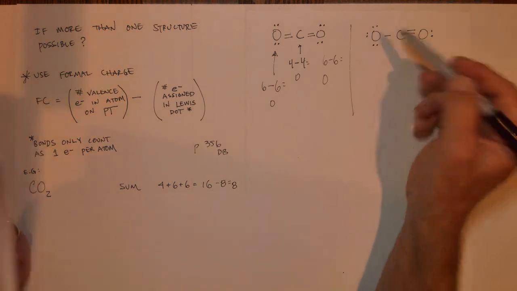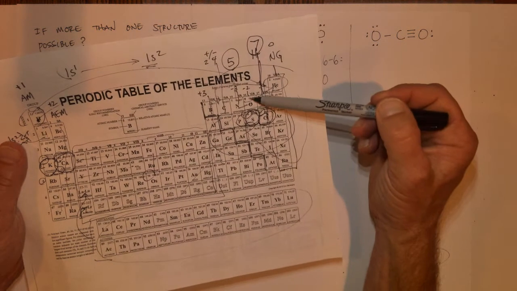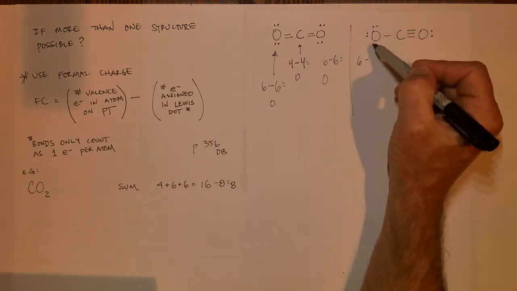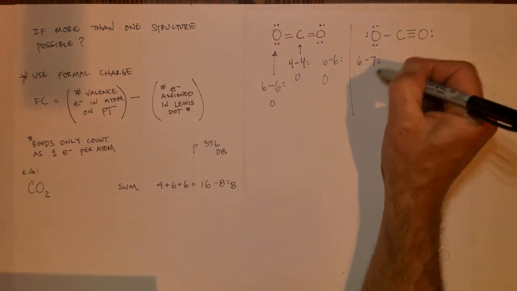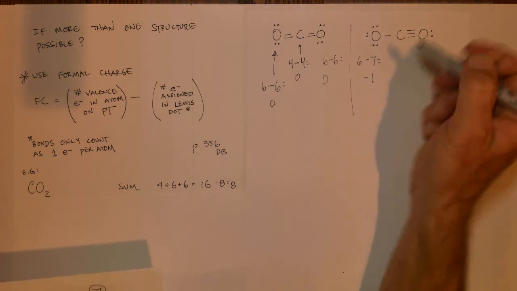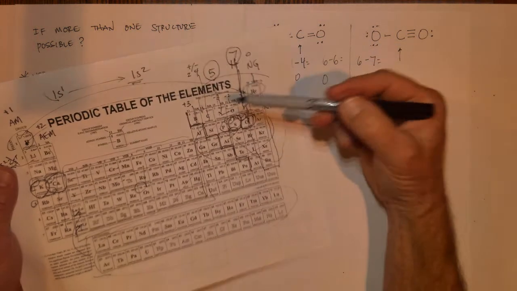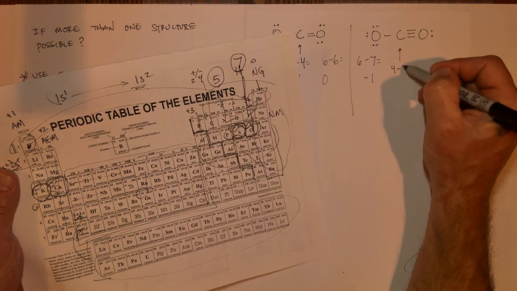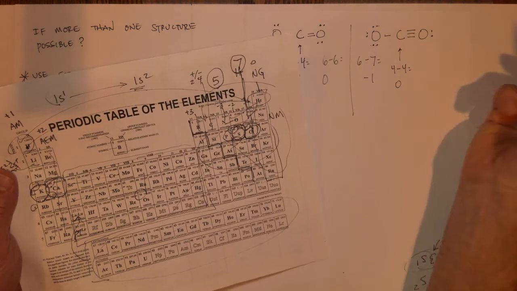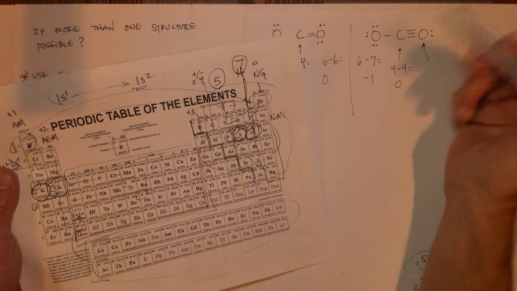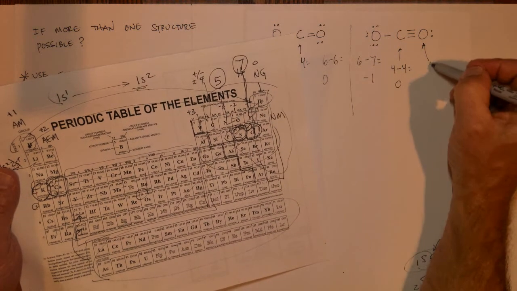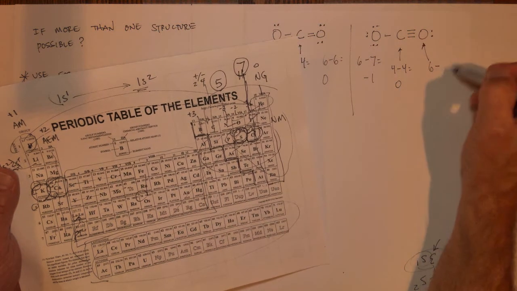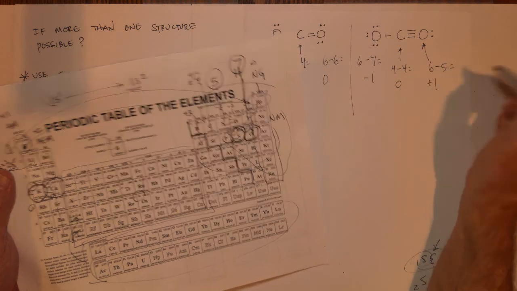All right. How many are assigned to this oxygen? Well, there's 6 on the periodic table, so 6 minus 1, 2, 3, 4, 5, 6, 7. 6 minus 7, we'd have a negative 1 formal charge here. For carbon, though, there's 4 assigned to it on the periodic table, so 4 minus 1, 2, 3, 4. 4 minus 4 is 0. Well, that's good. And then this one right here, 6 assigned to it on the periodic table, so 6 minus 1, 2, 3, 4, 5. Remember, only 1 from each bond, so 6 minus 5, positive 1.